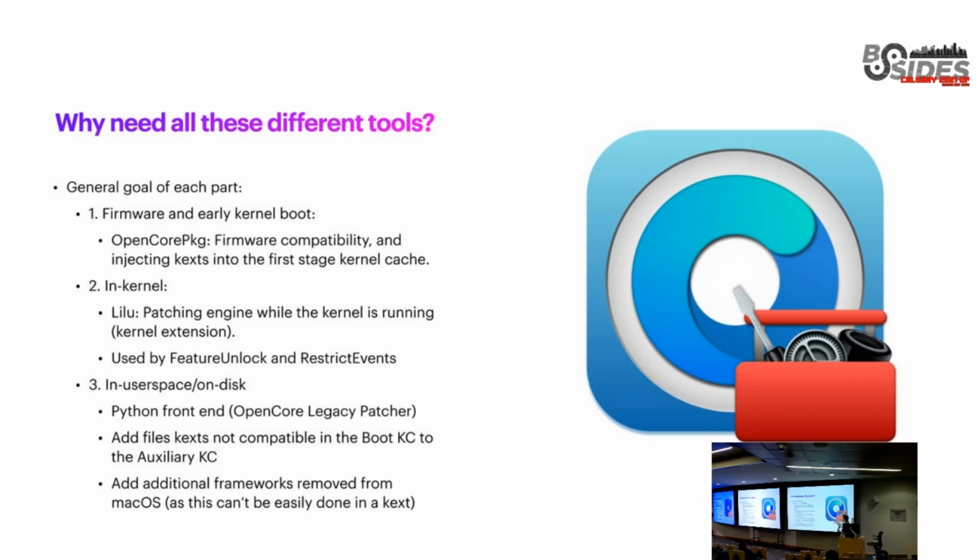So we have Lilu that's going to patch in memory while it's running along the kernel and allow plugins to do whatever they want. So this is where it restricts events and FeatureUnlock. And then finally, on disk and in user space, we have the Python front end that'll add files to different areas. Additionally, it'll also add to kernel caches that may not fit in the first one. That would be OpenCore package. macOS has 3 kernel caches that are loaded at different stages in the OS.